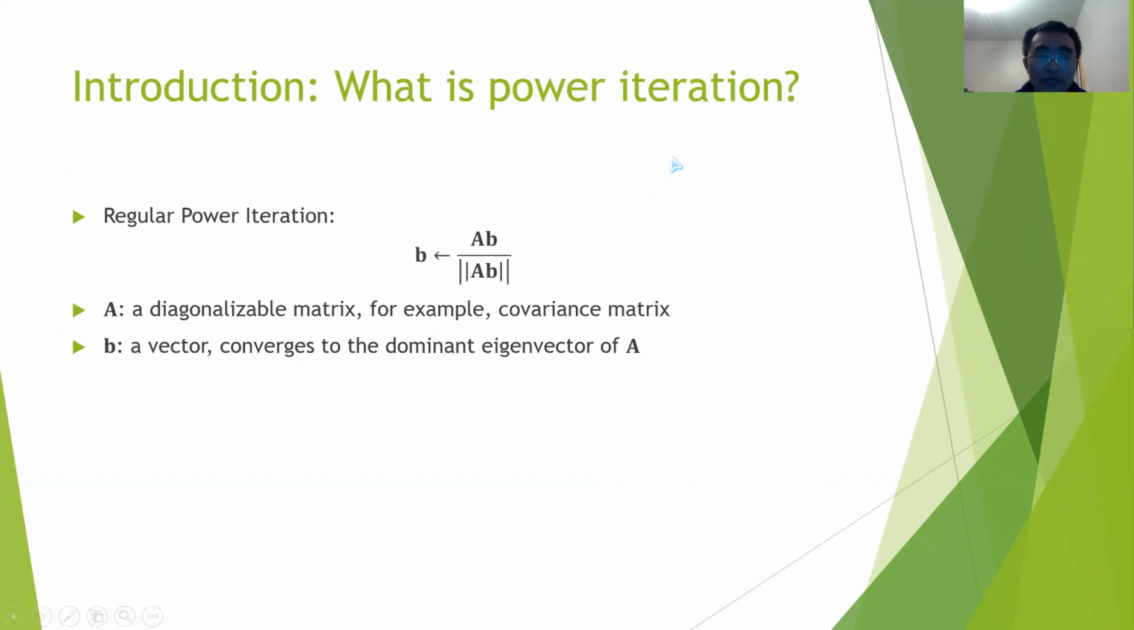The regular power iteration can be computed in this way. Given a diagonalizable matrix A, for example, a covariance matrix, we randomly initialize a vector B, and we compute A times B and normalize it with the L2 norm of the product. With sufficient iterations, B will converge to the dominant eigenvector of A.